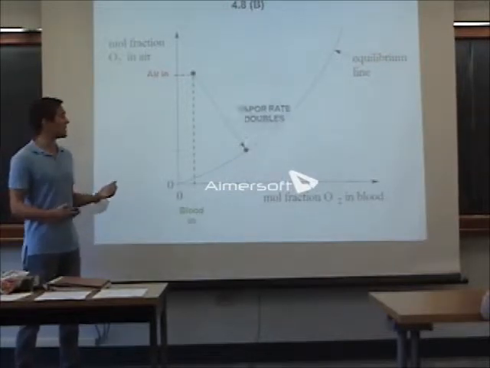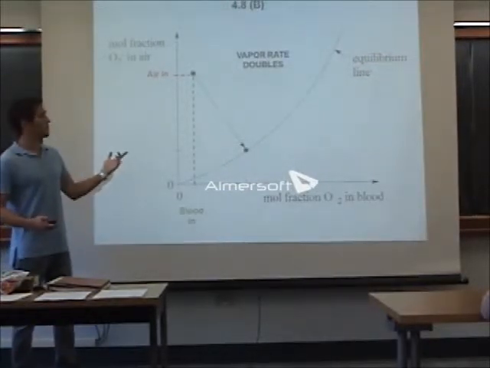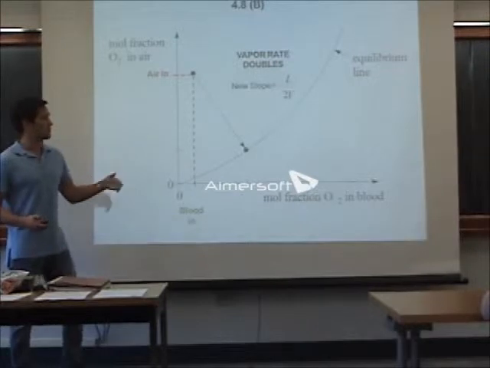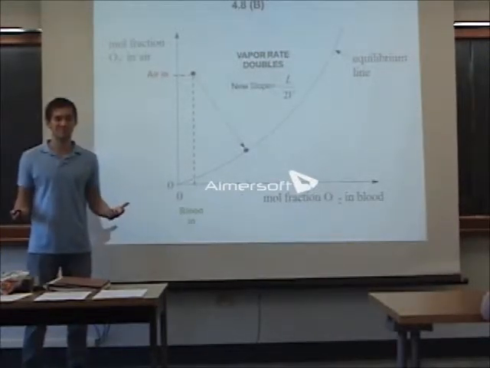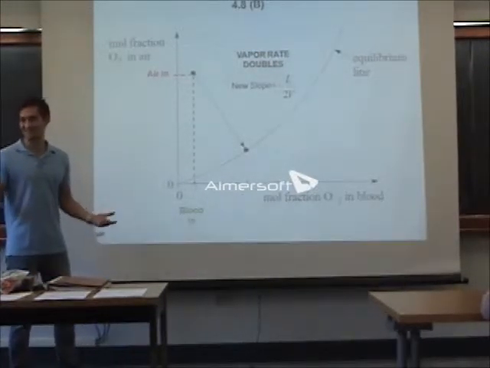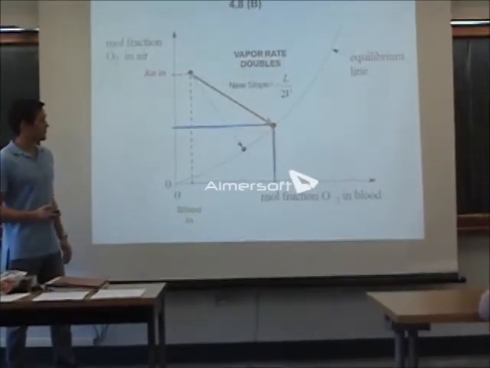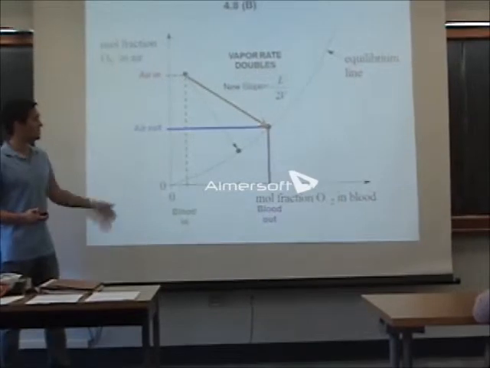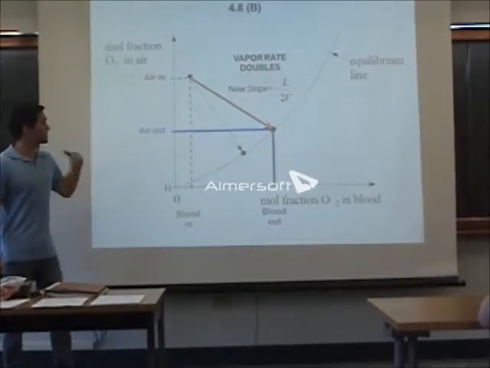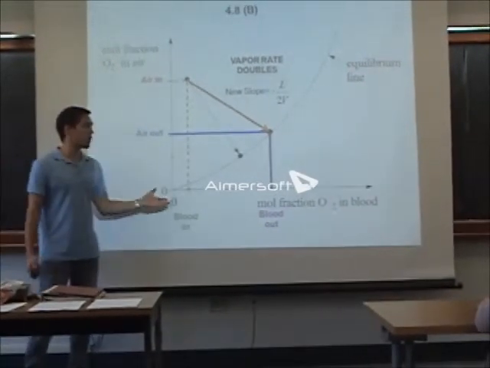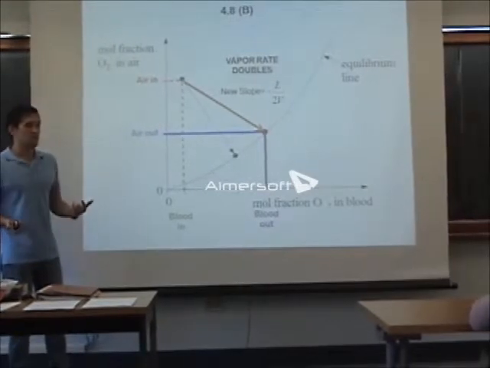So if you're hyperventilating, your vapor rate doubles. So what's going to happen to the slope? So your slope line is half. So then what happens? The air out, there's more O2 in it, but the O2 in your blood increases.